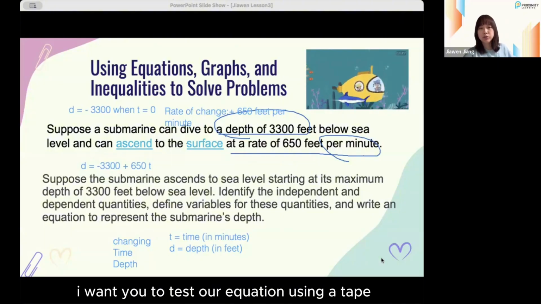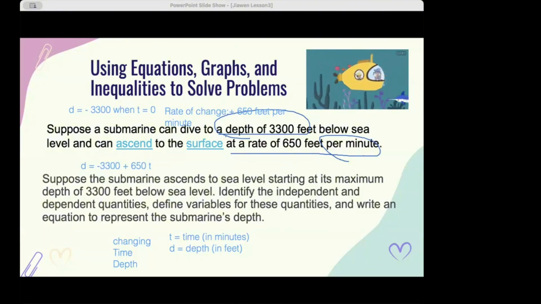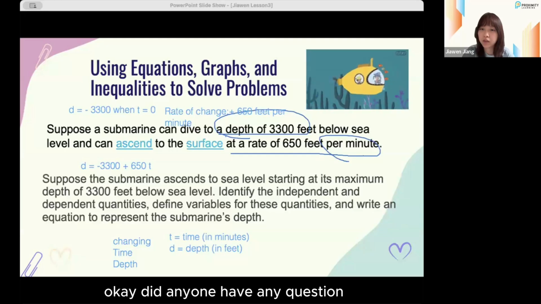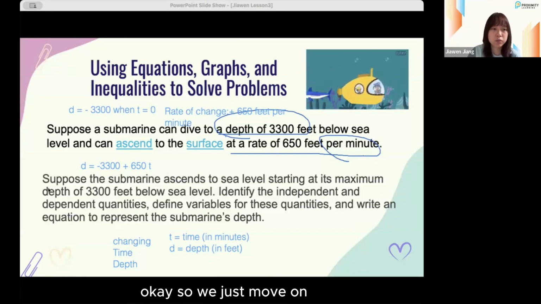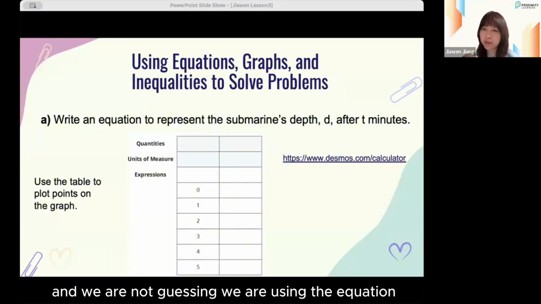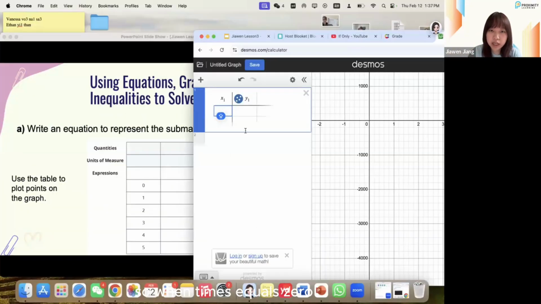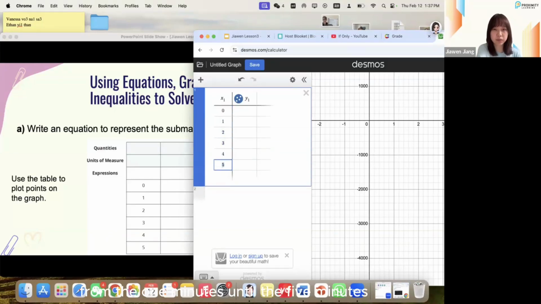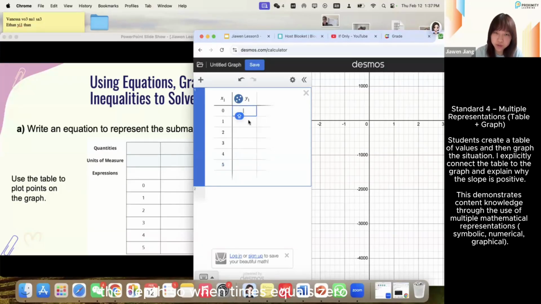Right now, I want you to test our equation using a table. Does anyone have any questions? Okay, we just move on. We are not guessing, we are using the equation and the table to calculate. When time equals 0, we write down 1, 2, 3, 4, 5, which means from 1 minute until 5 minutes. This is x, the time in minutes, and y, the depth in feet. When time equals 0, we got negative 3300.